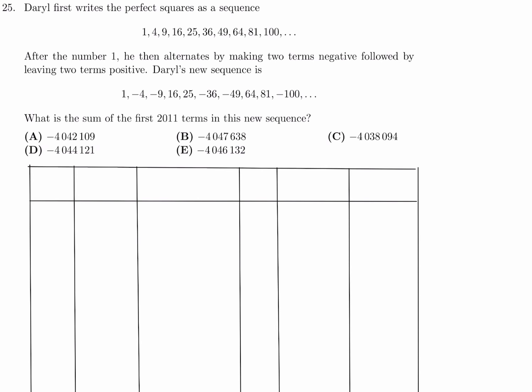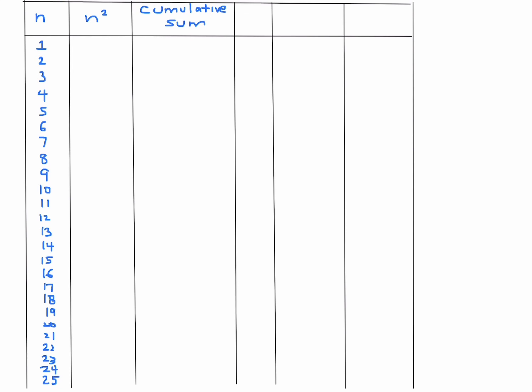So this is going to be n squared, and I'm going to write n and n squared, and then the cumulative sum, and let's go. So 1, 2, 3, I'm going to write, I think the first 20 to 25 should be sufficient. And then for each n, I will write the n squared. So of course 1, 4, 9, 16, 25, and so on.